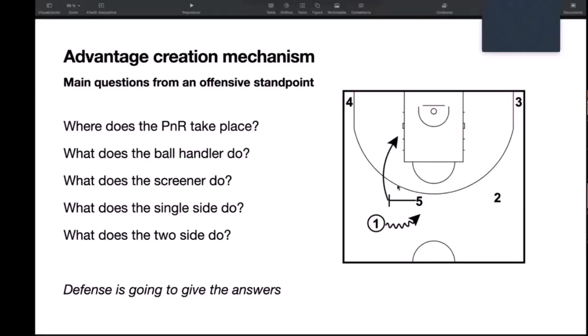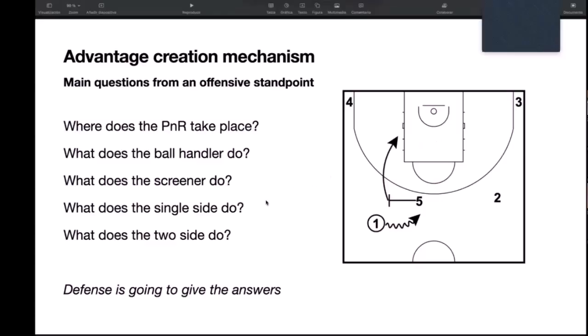We want him to reverse pivot. What is the best solution against the coverage? Where he should roll. Should he short roll? Should he deep roll? Should he diagonal roll? These are all decisions that we need to work on after we made the decision with each and every player.